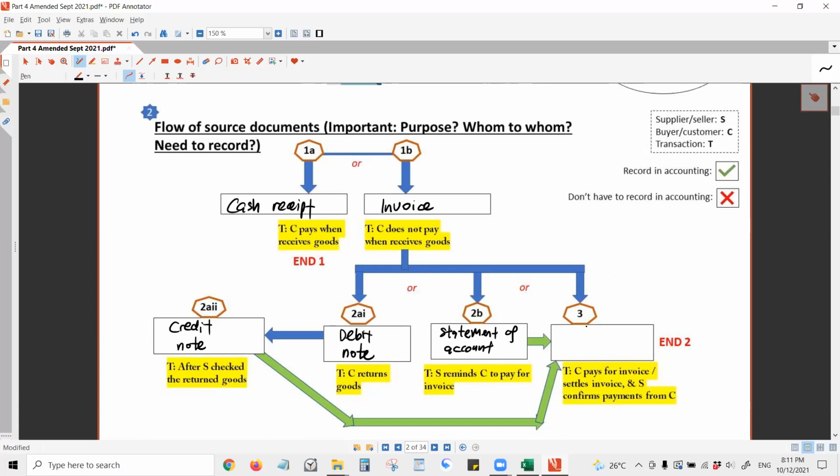These 6 blanks represent 6 documents. All the terms that you are writing right now with me, they are the documents. There are 6 documents here, but they are not just 6. You will see about 10 to 11 documents throughout this topic. But these are the 6 main documents, which means they are more important. They come out more often in the exam. Last one is official receipt.